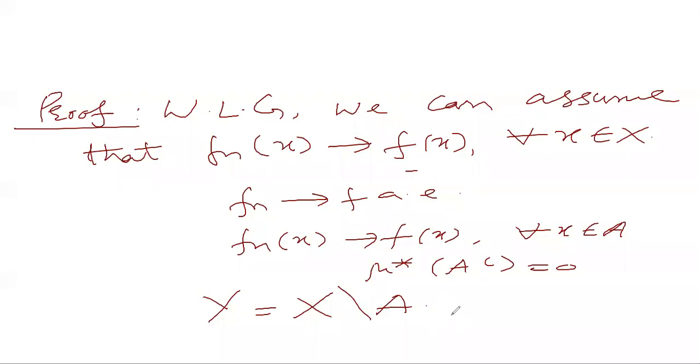Okay, so we take this space Y equal to X minus A, then we work on this space Y. On this Y, fn converges to f for each x in Y. So we can assume that fn(x) converges to f(x) for each x in X. We take this assumption here.